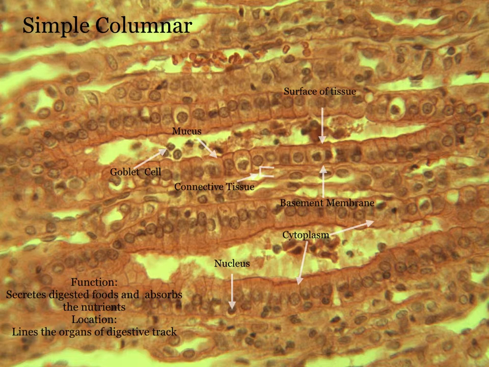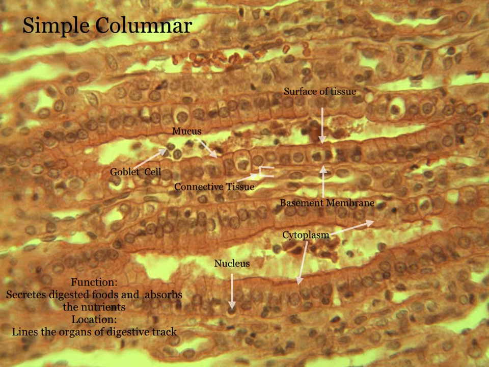Simple columnar tissue consists of a single layer of elongated cells whose nuclei are on about the same level. Cells can be either ciliated or non-ciliated. Cilia extend from the free surface of cells and are used to move the egg through the oviducts to the uterus. Non-ciliated simple columnar epithelium lines the uterus and portions of the digestive tract. The thick tissue protects underlying tissues.